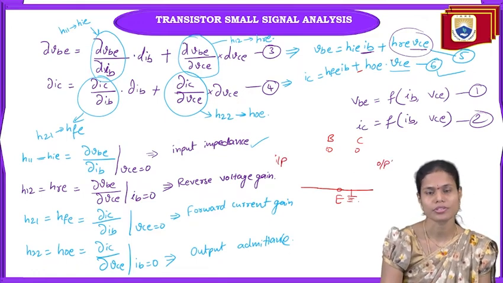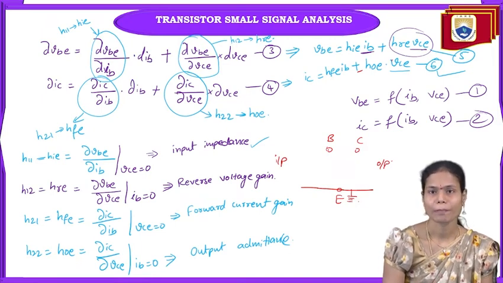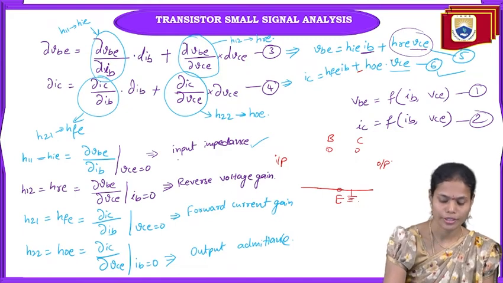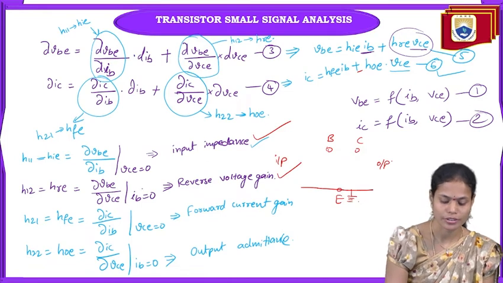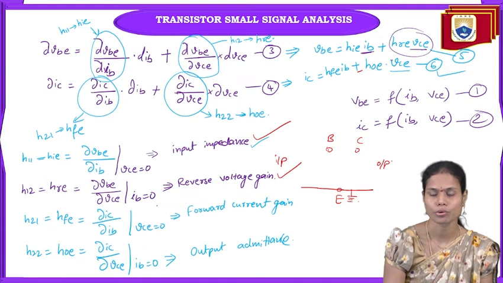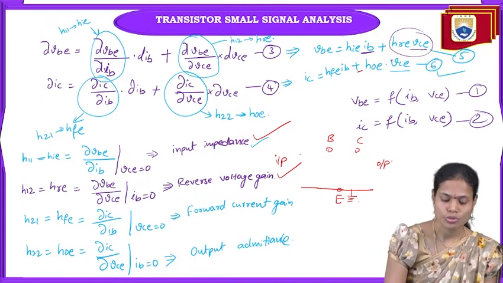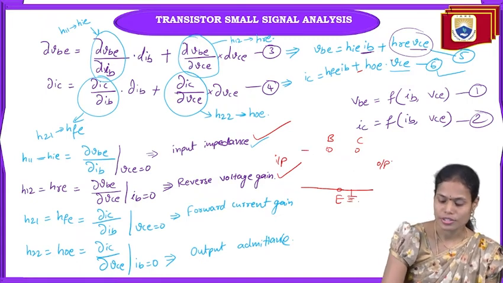Here, if we observe, among the 4 parameters, the input impedance as well as the reverse voltage gain are the input parameters, or input port related parameters. So that's why these 2 parameters we are going to represent in the input port of the transistor. HIE is nothing but the voltage to current ratio, that is nothing but resistance. So that resistance I am representing with HIE.